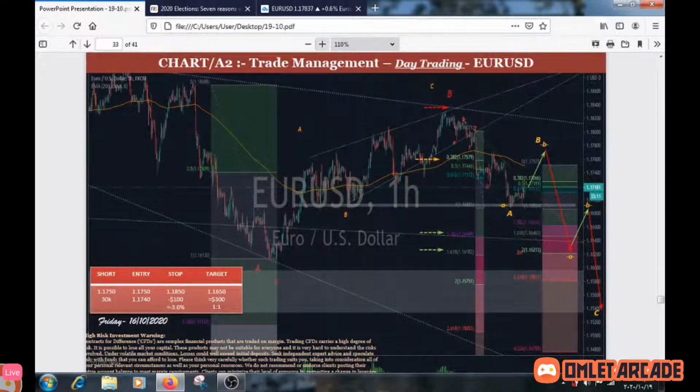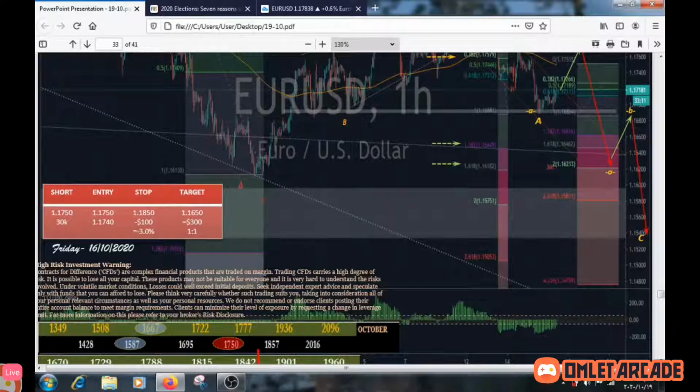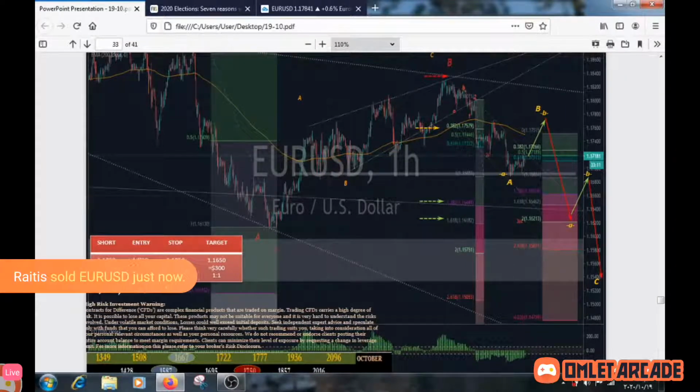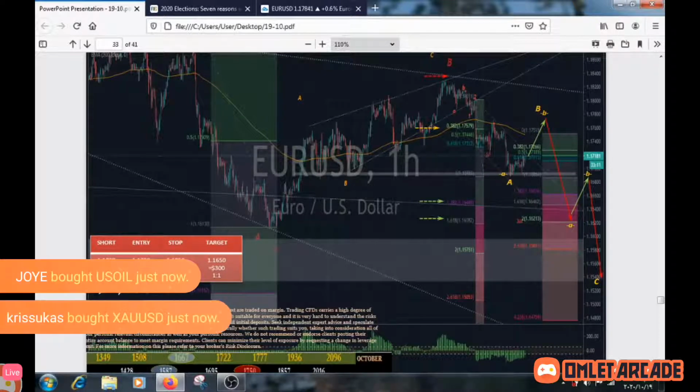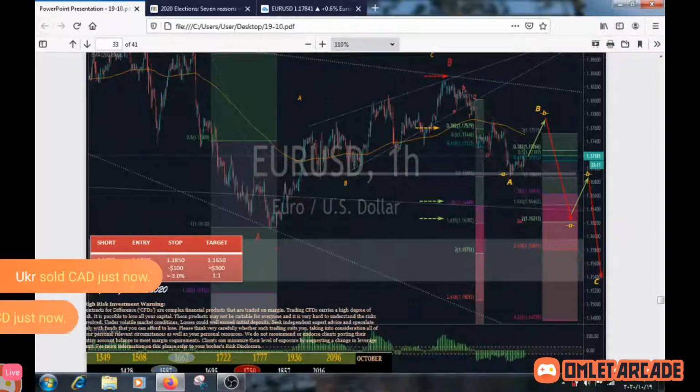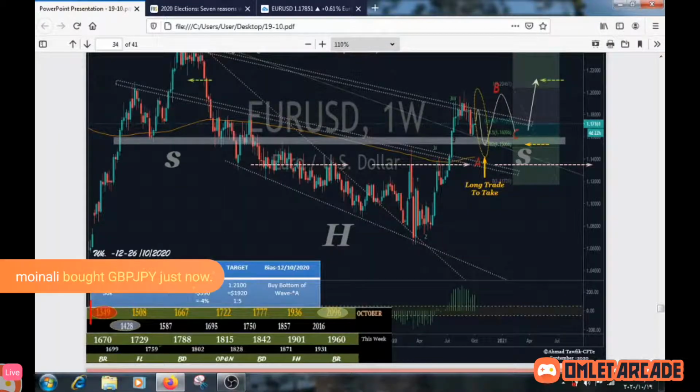First target is 1.1650. That's my take on it, and I would use that as an entry for a good sell. Ultimately, of course, we spoke about that. You see the bottom of A here and terminate at 1.1430. So we still expect a spike lower in wave 2.